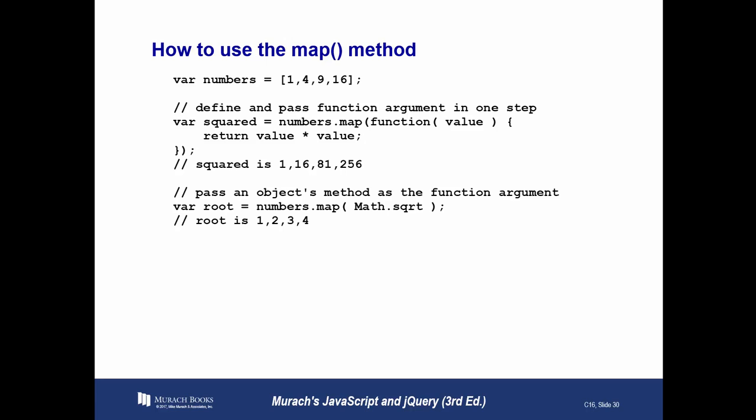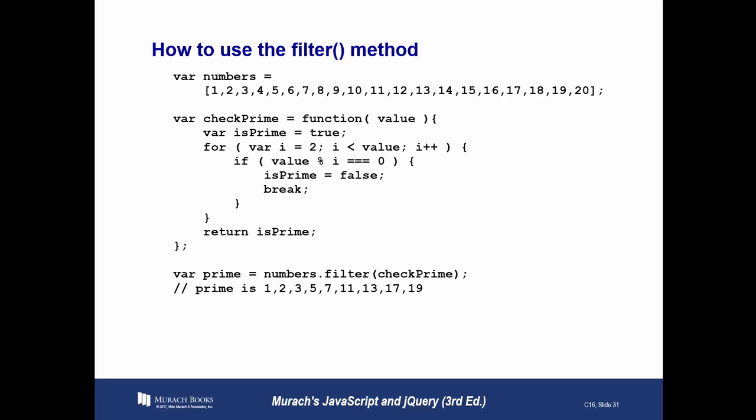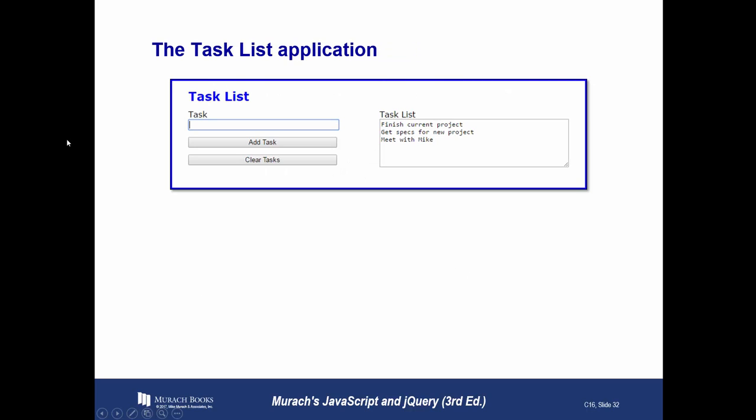Here's a map function that's used to create a new array that contains the results of executing the function on each item of the original array. And then finally, there is a filter method here that's used to retrieve certain elements from an array. Again, it's like anything else. The way that you learn how to use this is by practicing.